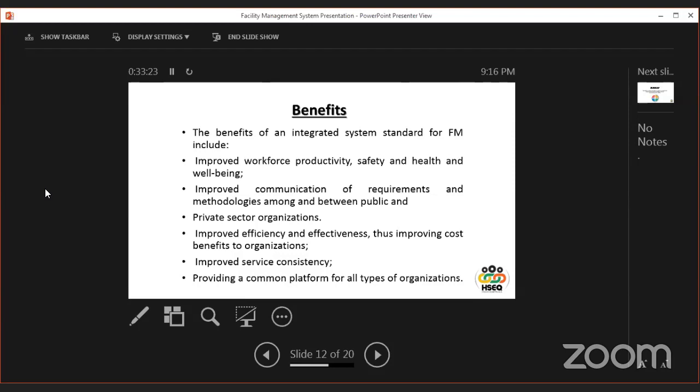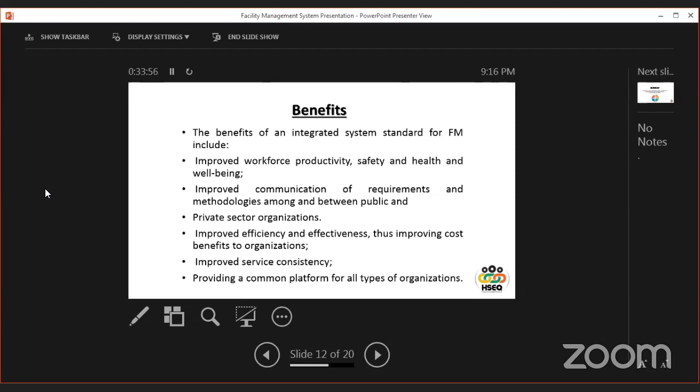Improved efficiency and effectiveness, improving cost, and it benefits the organization. It improves the service consistency. Now here comes the keyword, consistency. Consistency means quality of service for a long period of time. It is not an achievement of the organization to provide a quality product only one time. Management system standards are saying sustainable approach, continual improvement. So for this purpose, consistency needs to be there.